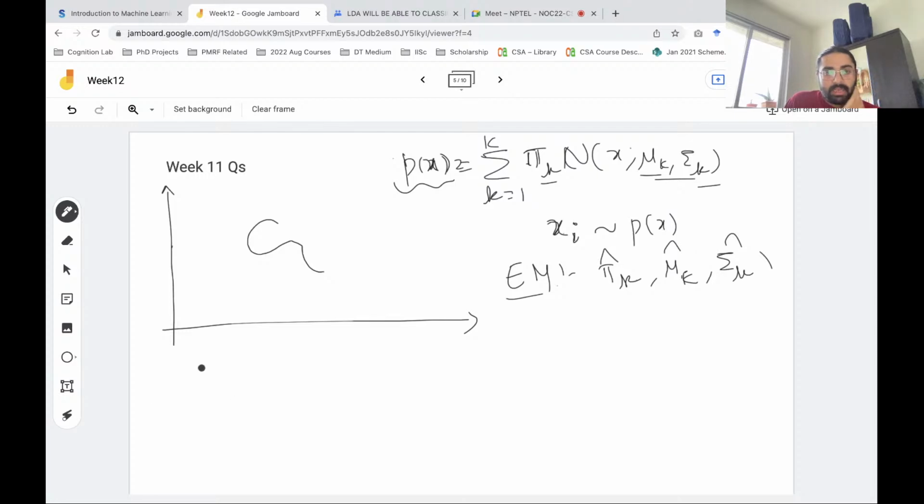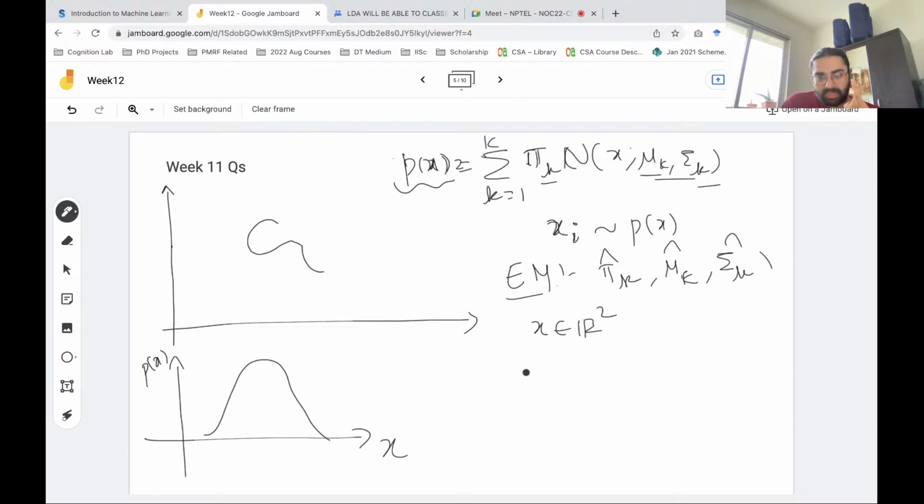So I'll give you an idea. In one dimension, let's say this is your x and this is your p of x. You can just draw the probability values in this format. But when you look at two dimensions, for example x belongs to R squared, a two-dimensional data set, with x1 like this and x2 like this, to visualize this probability of x you actually need a 3D graph. Instead, you draw curves on this x1, x2 space which have the same value for p of x equal to some number k.